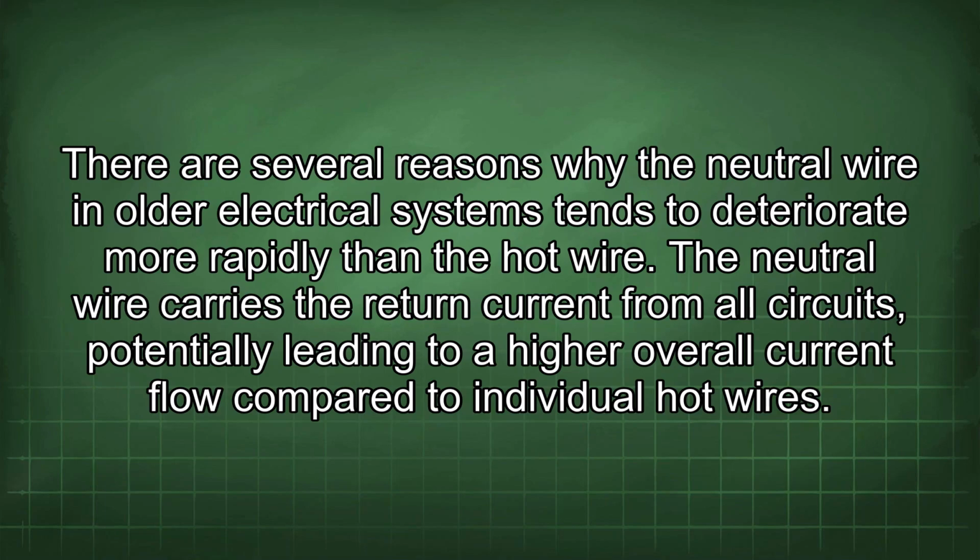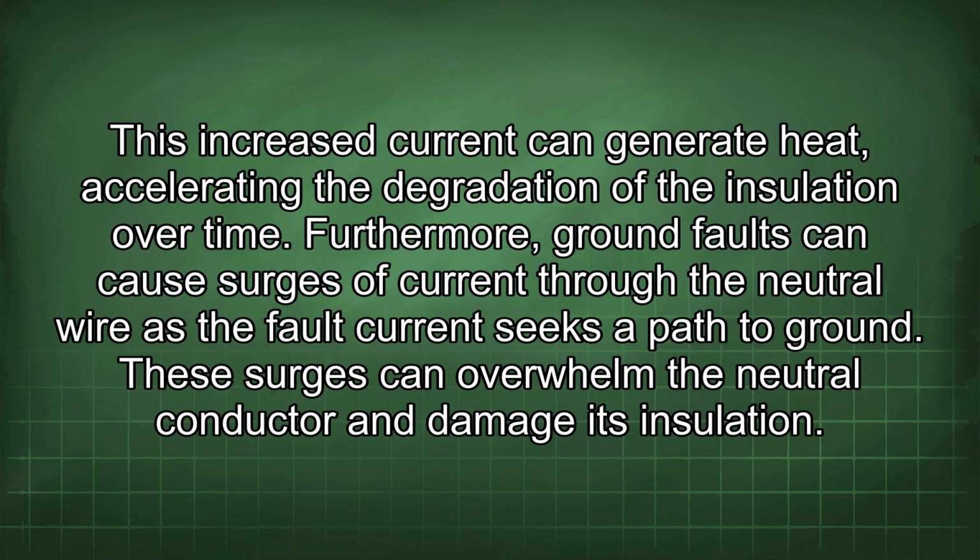There are several reasons why the neutral wire in older electrical systems tends to deteriorate more rapidly than the hot wire. The neutral wire carries the return current from all circuits, potentially leading to a higher overall current flow compared to individual hot wires. This increased current can generate heat, accelerating the degradation of the insulation over time. Furthermore, ground faults can cause surges of current through the neutral wire as the fault current seeks a path to ground. These surges can overwhelm the neutral conductor and damage its insulation.